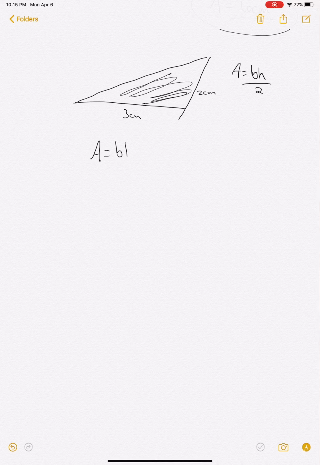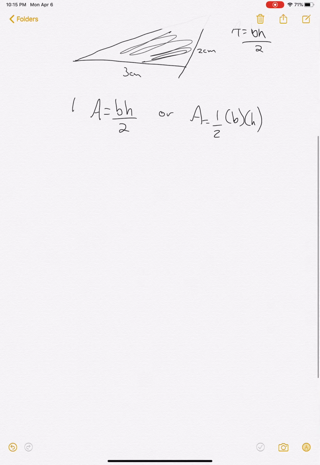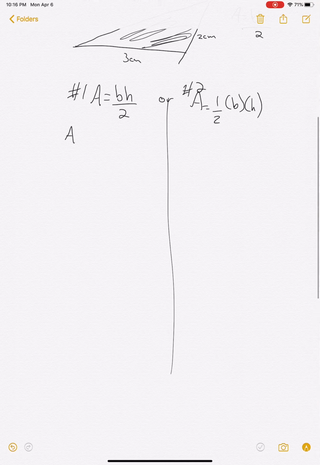So base times height over 2, or you might see it like this as well: 1/2 times base times height. I should have put that in there first as well. So we're going to plug our numbers into our formulas. So we'll call this one formula 1 and formula 2. We're going to get the exact same answers with these. Now, formula 1, so we'll work with that one first.